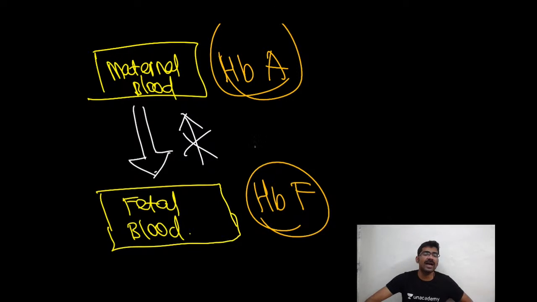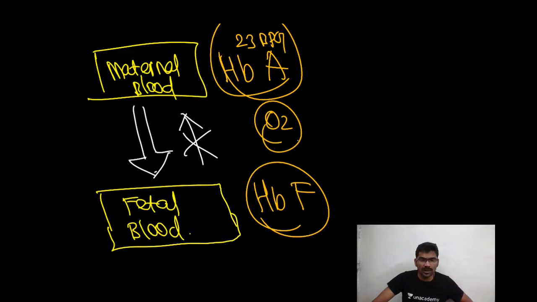HbF has more oxygen affinity because 2,3-BPG binding is not there. 2,3-BPG is an oxygen unloader, right? So it is not going to unload the oxygen from HbF. In HbA, 2,3-BPG will come and bind, and it will unload the oxygen. This unloaded oxygen will be carried by fetal hemoglobin very effectively, because HbF has more oxygen affinity. Is this clear? So in the placenta, the oxygen always goes from mother to fetus, not in the reverse direction.